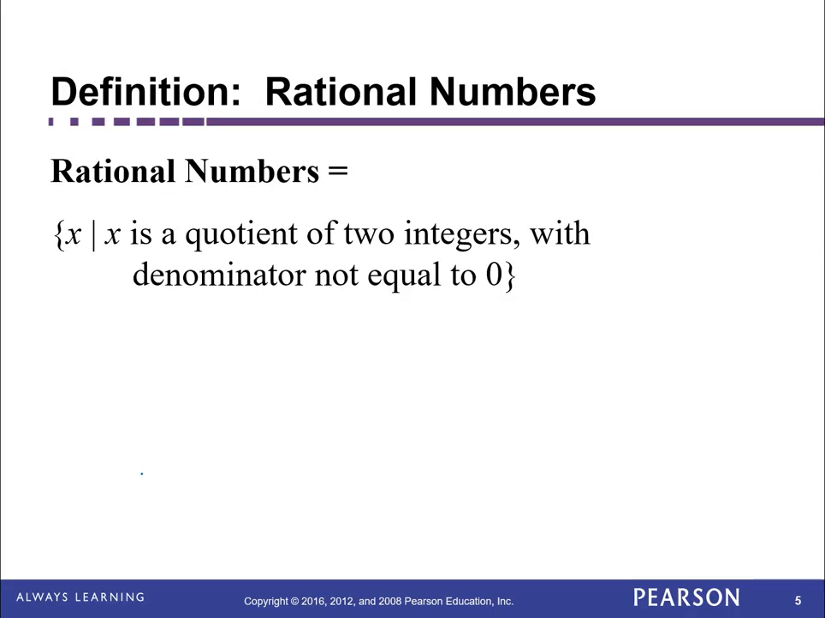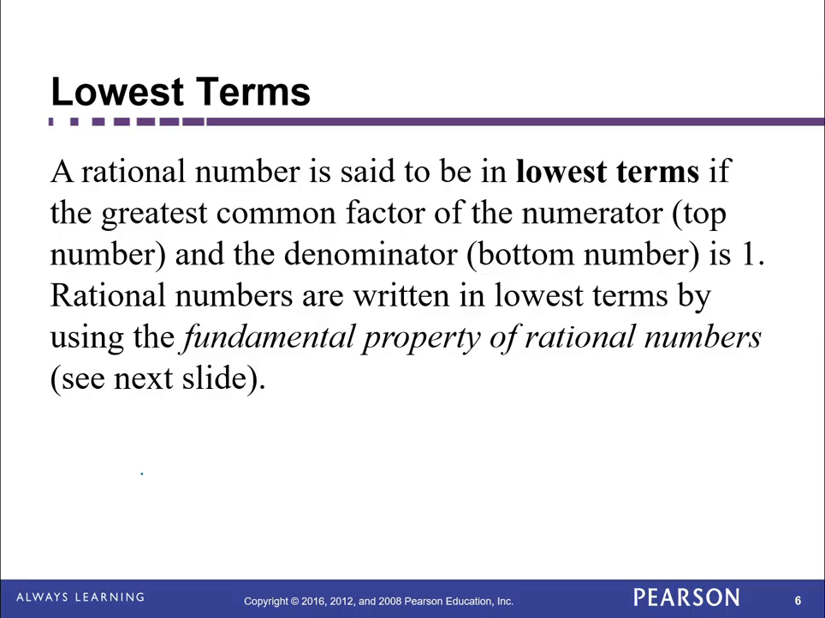Alright, so let's start with the definition of rational numbers. So we've seen this before, but let's review it again. X, such that x is a quotient of two integers with a denominator not equal to 0. A rational number is said to be in lowest terms if the greatest common factor of the numerator, which is the top number, and the denominator, which is the bottom number, is 1.